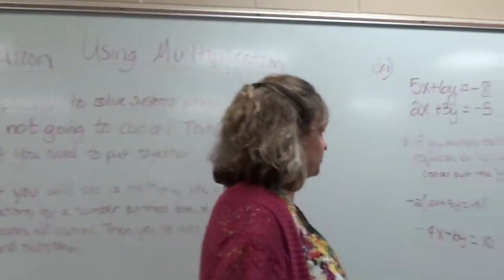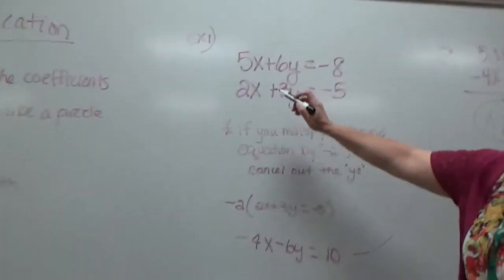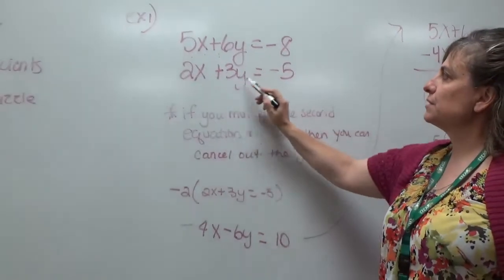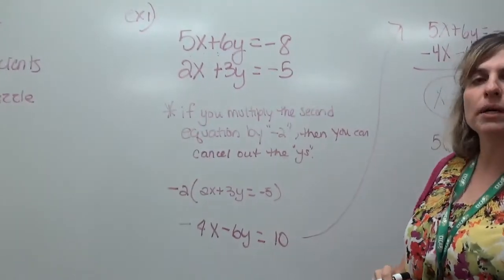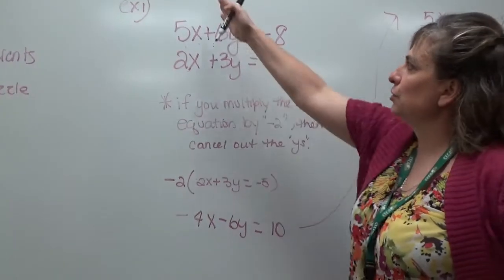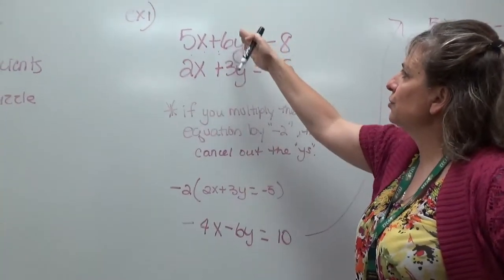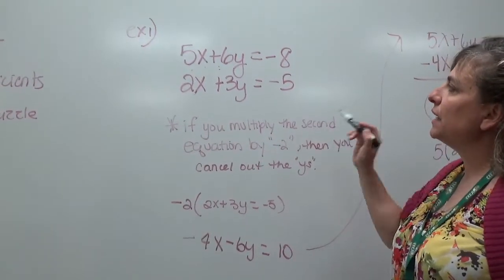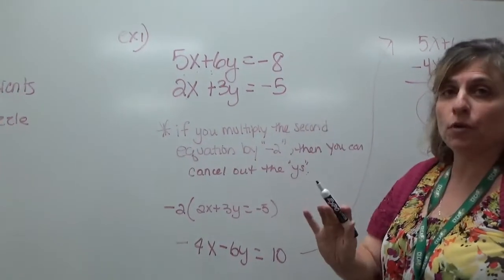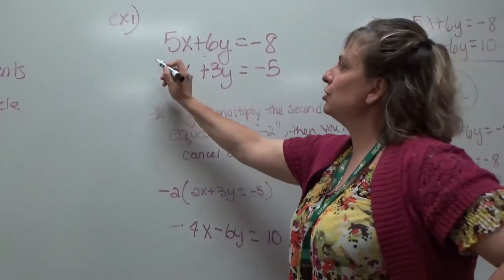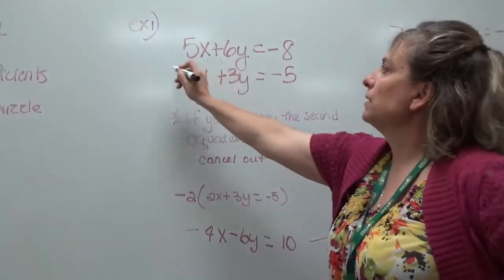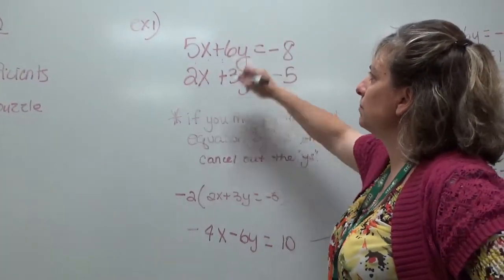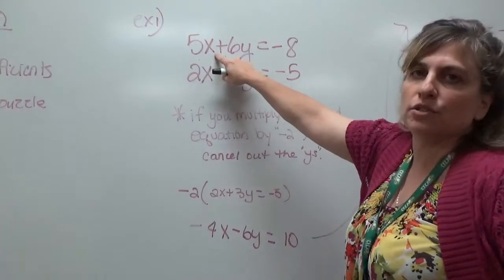Let's see. Okay, here's my problem. 5x plus 6y equals negative 8. 2x plus 3y equals negative 5. So if we're going to do addition and subtraction, you always have to have your x's and your y's and your constants lined up. Okay, here's the problem. Before, with addition and subtraction, you could either add or put a subtraction sign and multiply everything by a negative, and one of your variables would cancel. But you can't do that in this problem.